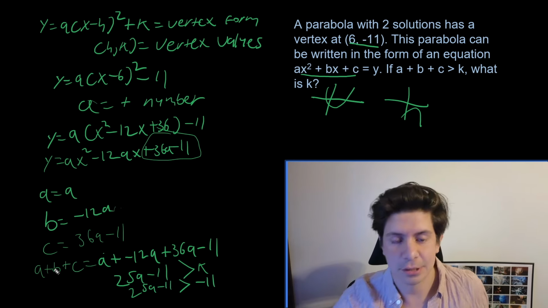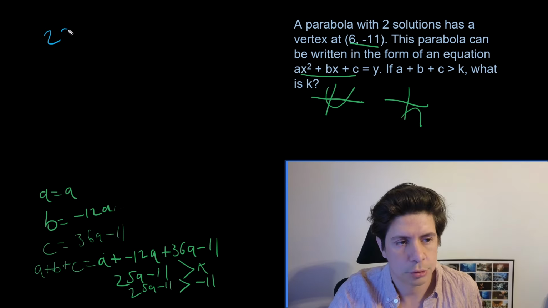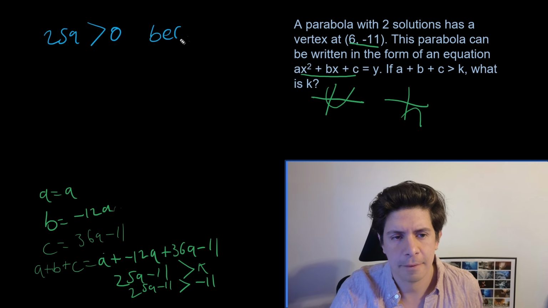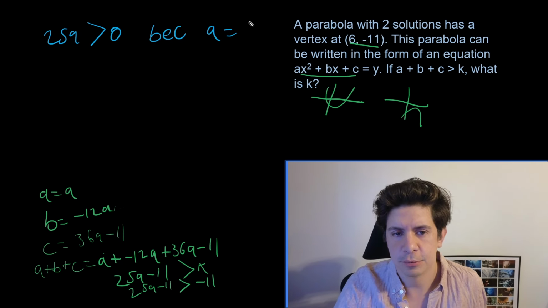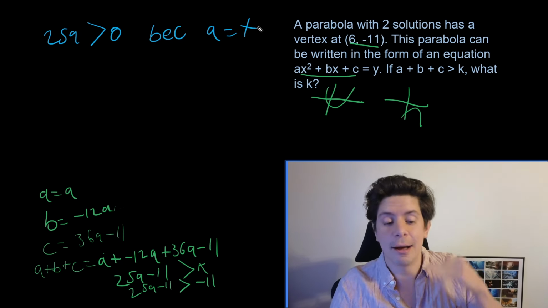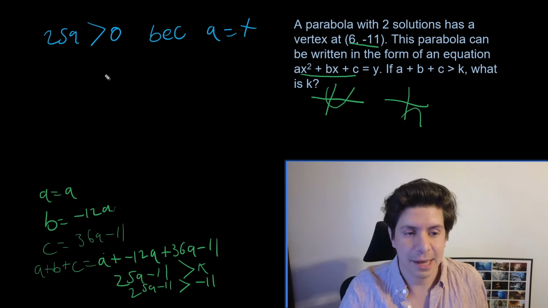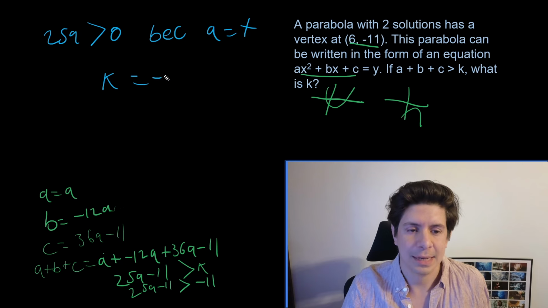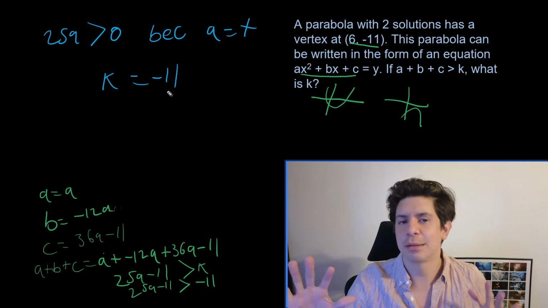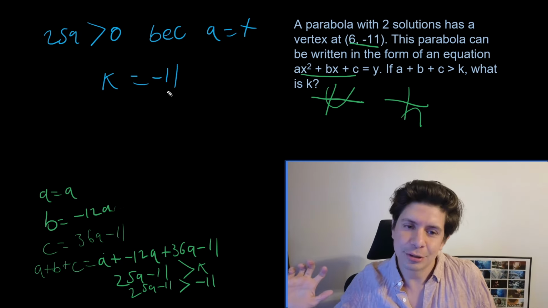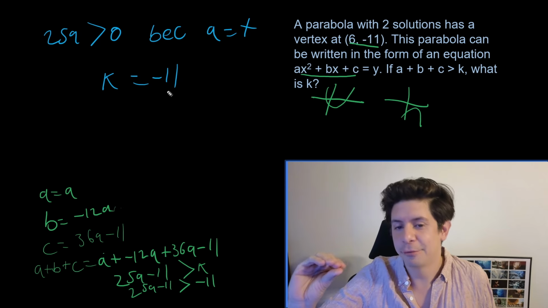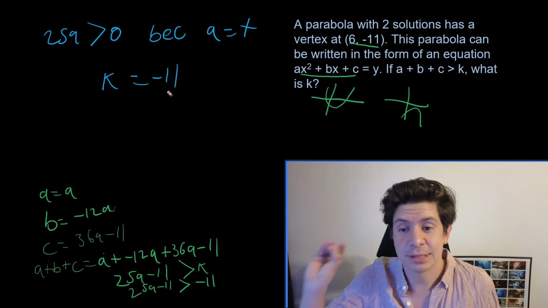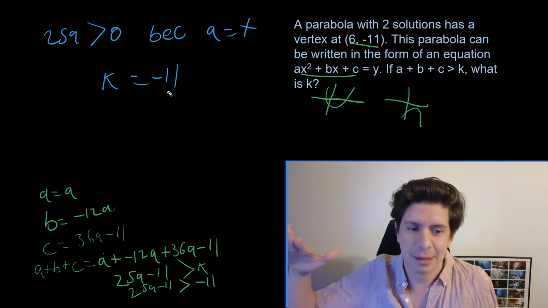I'm going to erase at the top and then I'm going to show you the new stuff in blue. 25a is greater than 0 because a is a positive number. So we're going up from negative 11. So then k has to be negative 11. Okay, so that feels abstract. Maybe that's difficult, but it's all about finding the limit here. We don't have enough information to actually find what a is, so we can't actually find what a plus b plus c equals, but we can find the bottom limit.